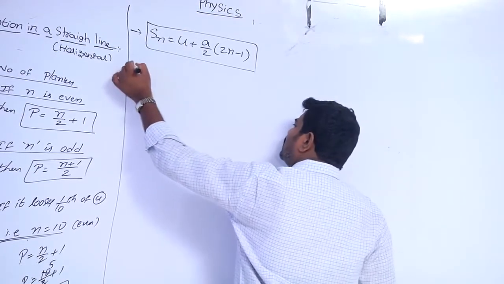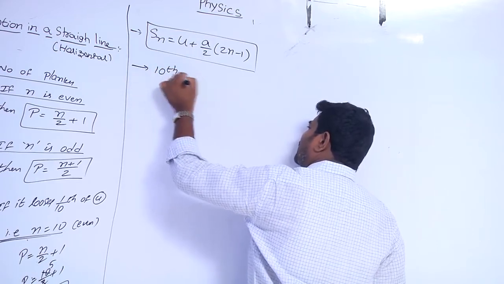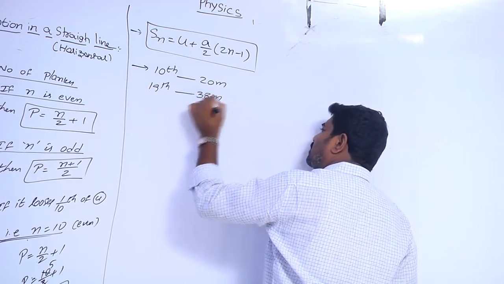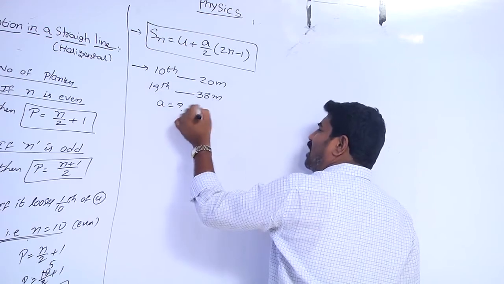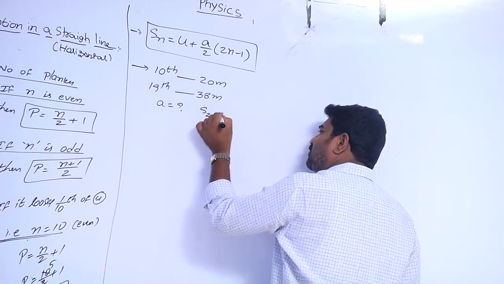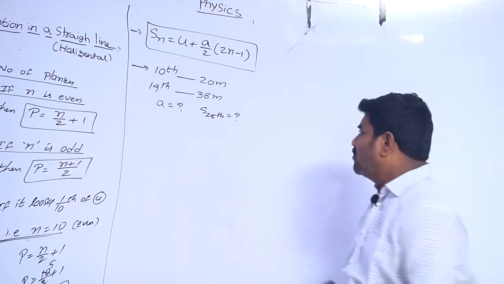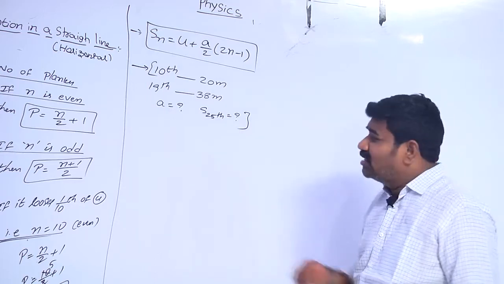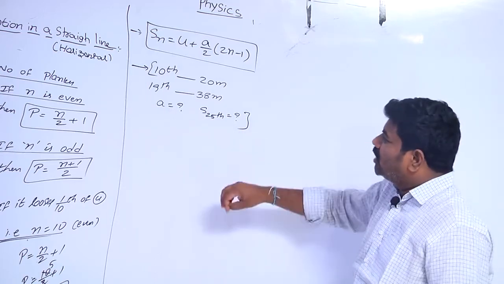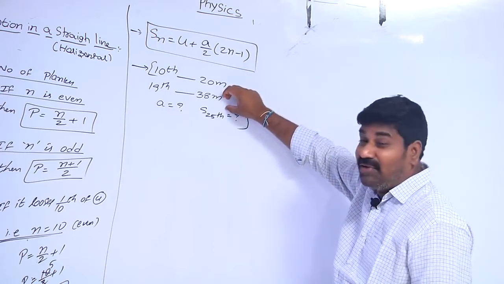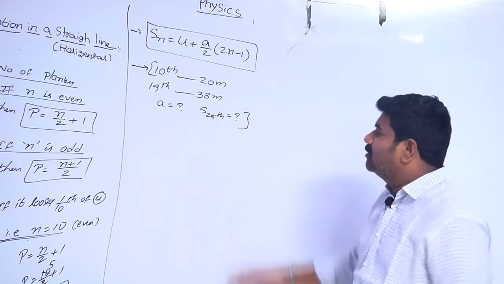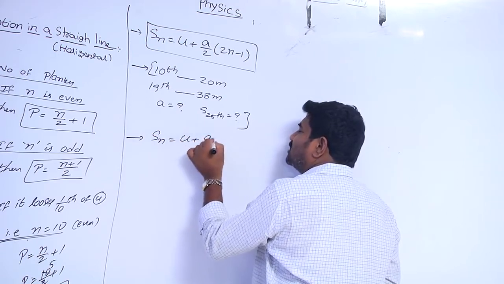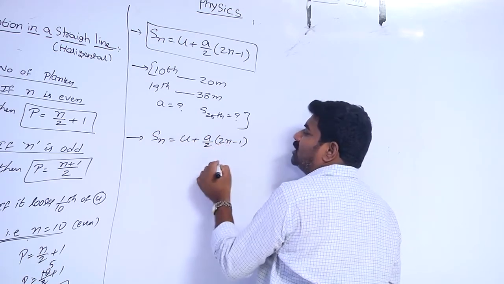For example, if the displacement in the 10th second is 20 meters and the displacement in the 19th second is 38 meters, then what is the acceleration of the body, and what is the displacement in the 25th second? If displacements in particular seconds are given, how can we find the acceleration? Here we know the formula Sn is equal to u plus (a/2)(2n minus 1).